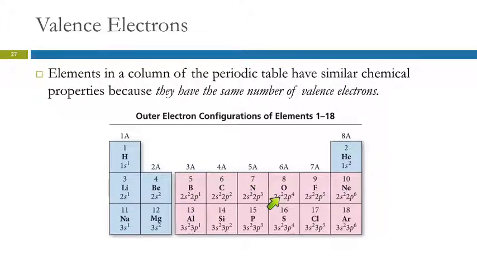Oxygen has 6 valence electrons. Neon has 8 valence electrons. Oxygen and sulfur have some similar properties. They both have 6 valence electrons. The number of valence electrons has a big effect on the behavior of an atom.